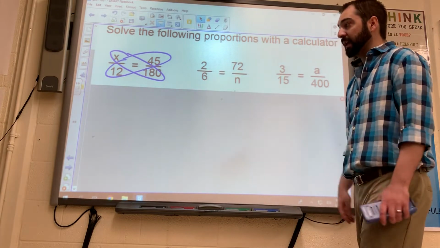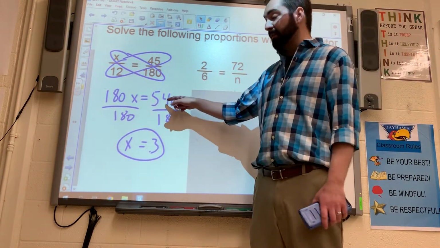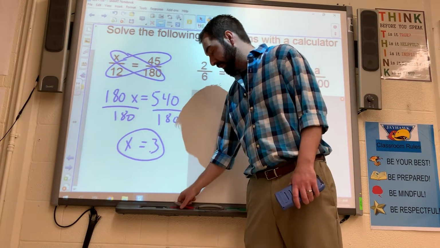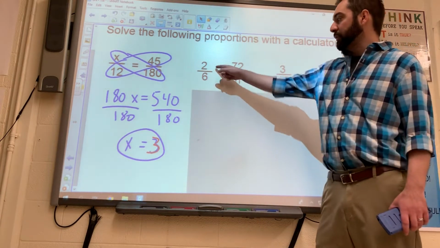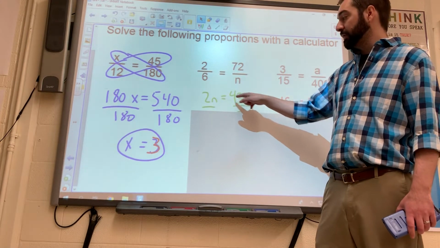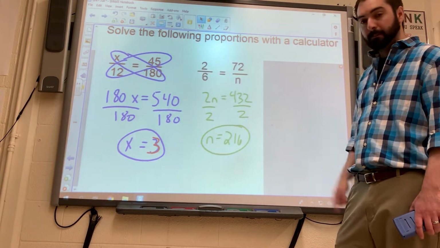All right, now that you're ready, let's go over. First one, we get 180x is the same as 540, so I divided by 180 on each side, and I'd find out that it's 3, not 0.3. That should just be a 3. Second one, 2 times n, 2n. 6 times 72, 432. Dividing each side by 2, I'd find out that n is really 216.